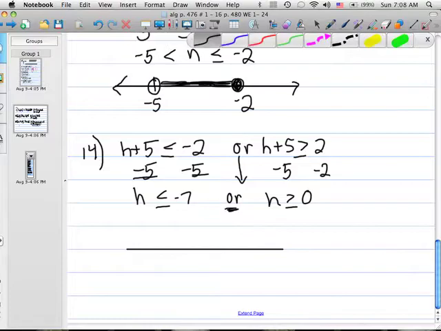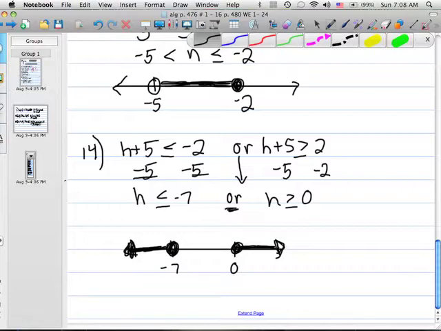So we put these two together, it's union, on the same number line. Here's negative 7, here's 0. The solution to this system of inequalities is h less than or equal to negative 7. So we shade it to the left. And h is greater than or equal to 0. So that would be a closed circle at 0 shaded to the right.